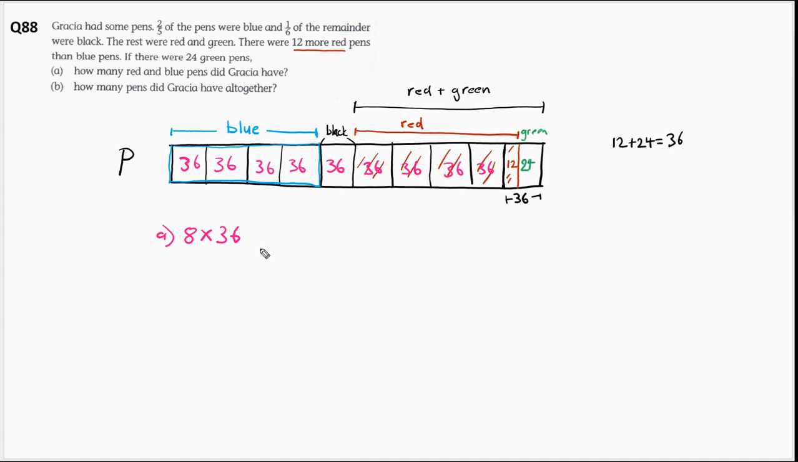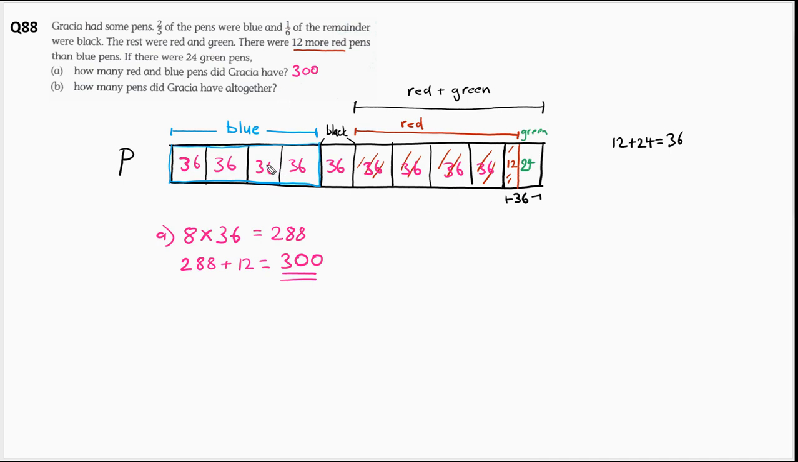8 times 36 is 288 plus that 12. So 288 plus 12. Okay, and that is going to give us a total of 300 red and blue pens. So that's 300.